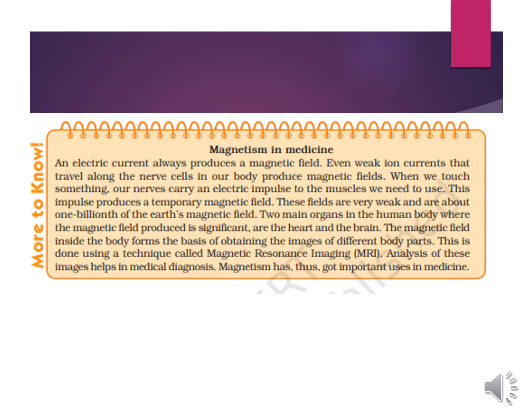The two main organs in the human body where the magnetic field produced is significant are the heart and the brain. The magnetic field inside the body forms the basis of obtaining images of different body parts. This is done using a technique called magnetic resonance imaging, that is MRI. Analysis of these images helps in medical diagnosis. Magnetism has thus got important uses in medicine.